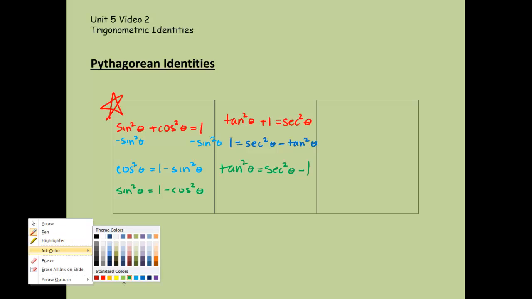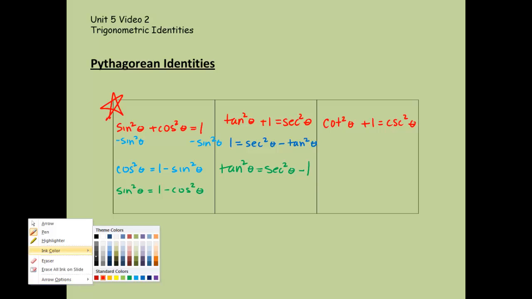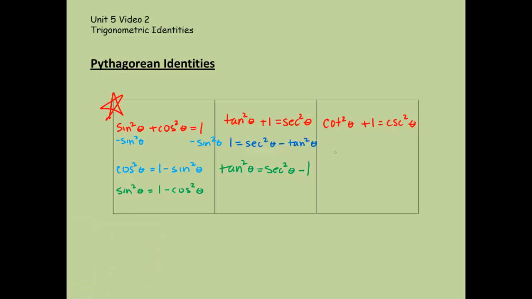Our last Pythagorean identity that we need to know involves the last two functions not yet mentioned, and that is cotangent squared of theta plus 1 equals cosecant squared of theta. So once again, I'm going to use a little bit of algebra to provide you with other options. If I subtract the cotangent squared of theta to the other side, I get 1 equals cosecant squared of theta minus cotangent squared of theta. And the very last one here: if I were to subtract the 1 to the other side, leaving cotangent squared of theta by itself, I'd be left with cosecant squared of theta minus 1 on the right-hand side.